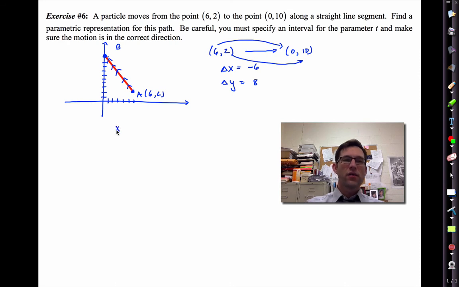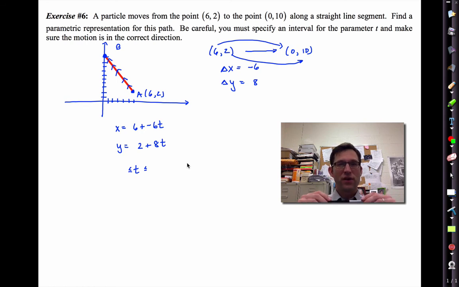Let's say, right, that we have x equaling 6 plus negative 6t. Let's put y at 2 plus 8t, right? Now what's nice about this is that we know in a certain sense it's going to work, right? Because we know we've got the right ratio of the change in y to the change in x, and in the right direction. But we still need an interval on t, all right? So I want you to think about this really hard and see if you can figure it out.